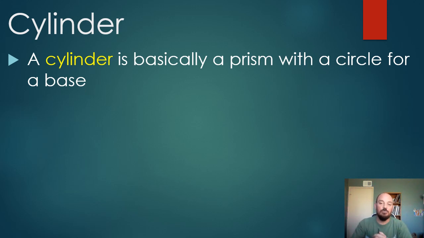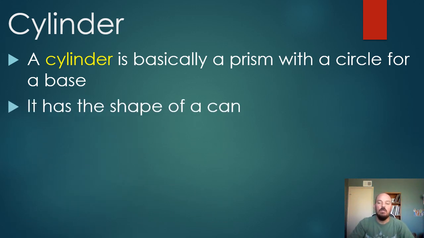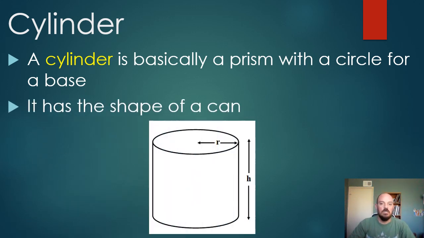But technically it's not a prism. Prisms have to have straight edges everywhere. No round edges, no circles. So it's can-shaped. A cylinder would be like a soup can at the grocery store, or a soda can, or something like that. Now what's good about it is we know the base is a circle. It's not like sometimes it's a triangle and we do this, sometimes it's a rectangle and we do that. The base is a circle. It's the same every time.